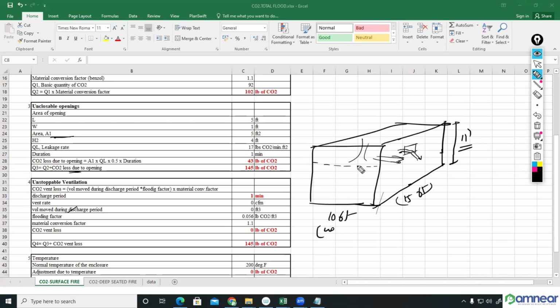The same makeup quantity of carbon dioxide has to be introduced inside. That is called unstoppable ventilation. And by considering the temperature within the space, that allowance also has to be considered. All these things one by one we have to add. Then finally the quantity we can calculate.